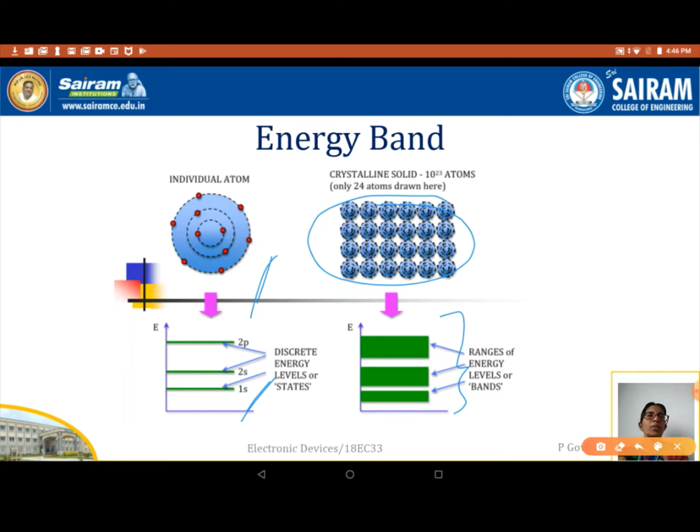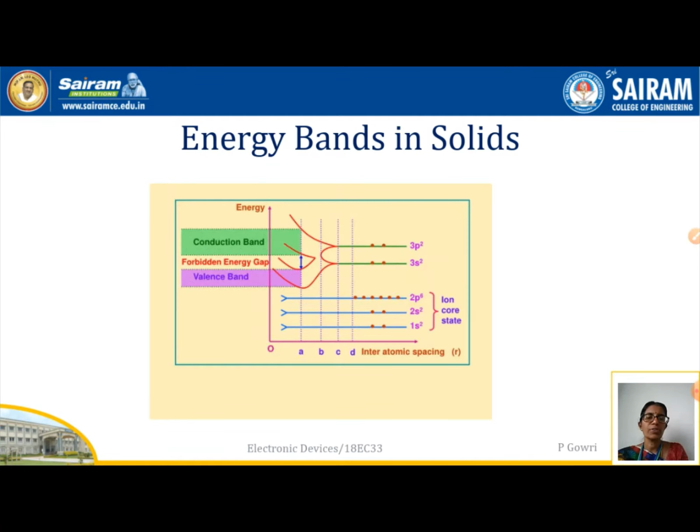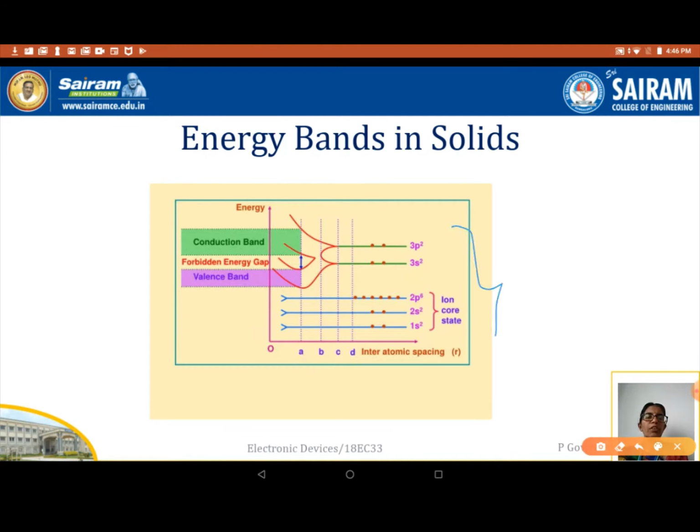How is it formed? To understand this concept, we will take silicon as an example. We know that the electronic configuration of silicon is 1s2, 2s2, 2p6 and 3s2, 3p2. The atomic number of silicon is 14, and hence the valence electrons are 3s2 and 3p2. The first three levels we call the ion core states, and the last level, the outermost shell, plays the role in forming the energy band.